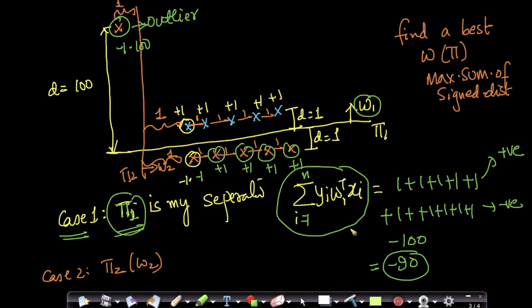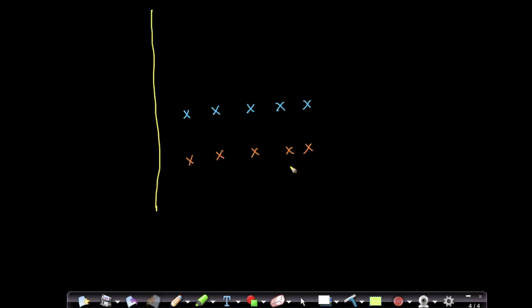I've written my case 1. In case 1, let's not forget this, I got a sum of signed distances of minus 90. So in case 2, let me write this as case 2. In case 2, I'm using pi 2 or W2. So this is my pi 2 with a normal of W2. And where is my other point? Where is my crazy point or outlier point? My outlier point was here.